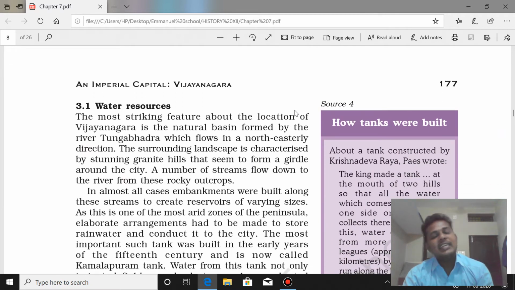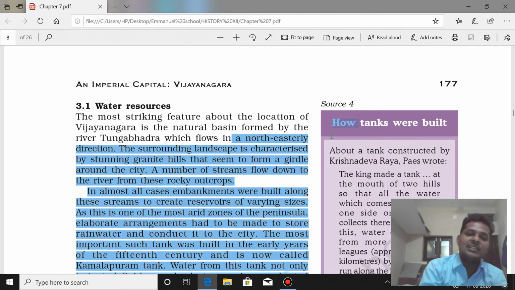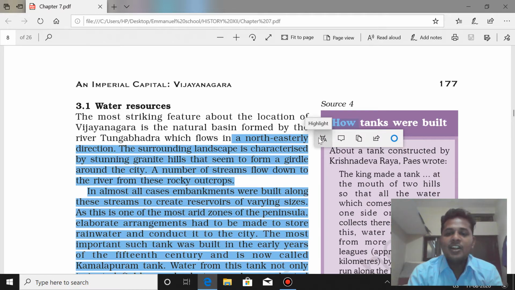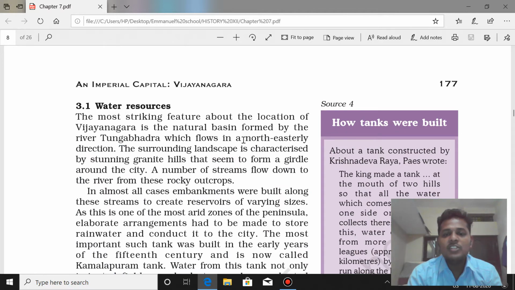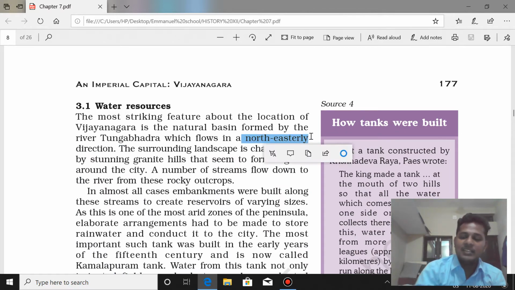The first striking characteristic of Vijayanagara Empire. विजयनगर एम्पायर की characteristics में first important characteristic है water resources. The most striking feature about the location of Vijayanagara is the natural basin formed by the river Tungabhadra, which flows in a north easterly direction. Underline this. Tungabhadra river flows in the north easterly direction.